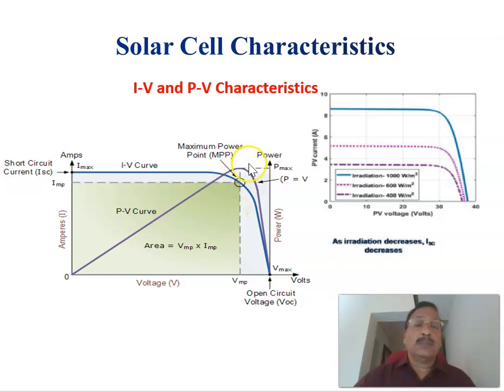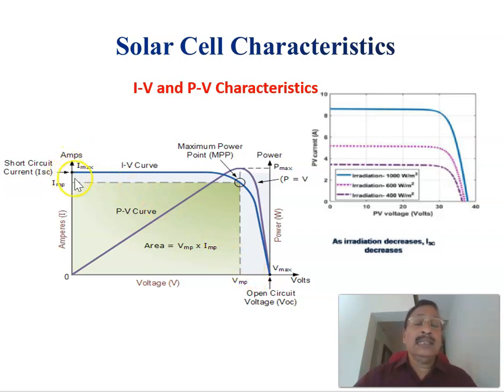The point corresponding to the maximum power, the corresponding voltage we call VMP, and the corresponding current we call IMP. Therefore, IMP times VMP is the maximum power, Pmax. Therefore, this is the IV characteristics, and this is the PV characteristics of a solar panel.